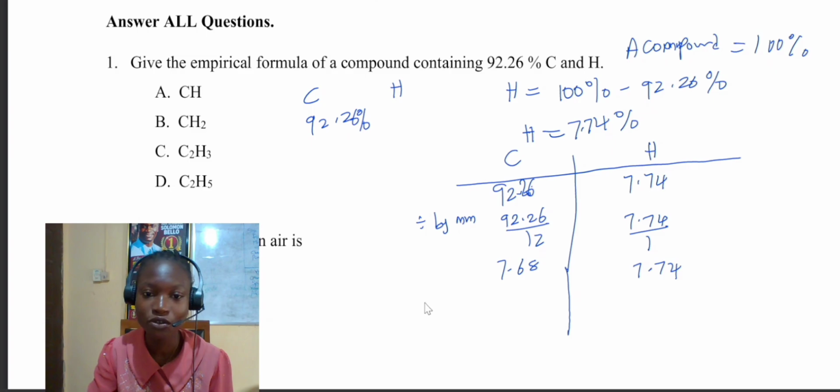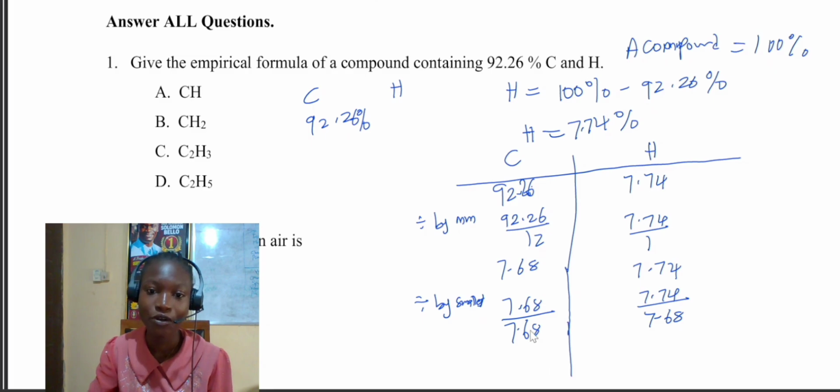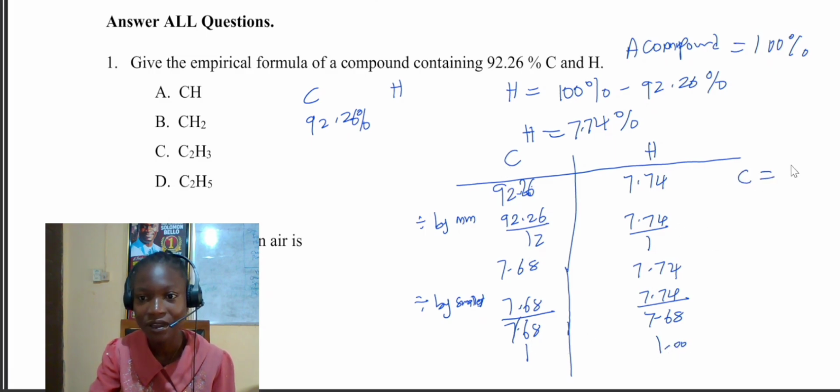So the next thing you are going to do is that you divide by the smallest, 7.68 divided by 7.68. Then we have 7.74 divided by 7.68. So by the time you do that, you are going to have 1 here. So we also have 1 here, also 1.007. So that means we have 1 carbon and hydrogen is also equal to 1.